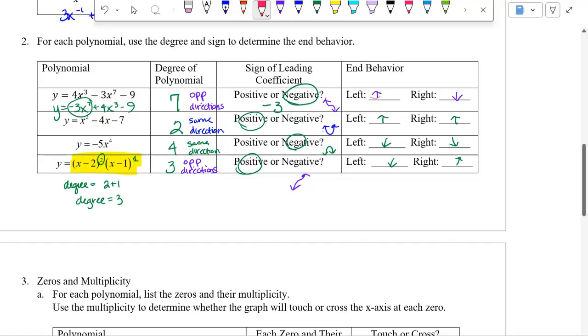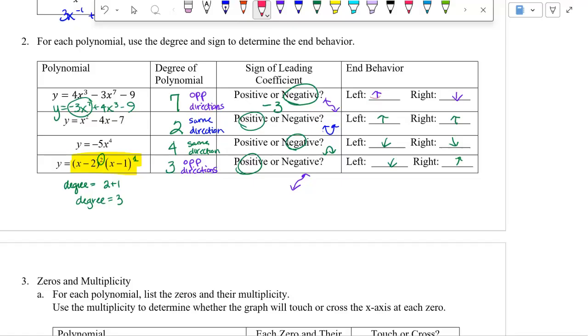So here we didn't have everything multiplied out in standard form. We were given the polynomial in factored form. And so when we do that, we actually have to look at our exponents. You don't have to multiply everything out. We can just take our exponents and add them together to figure out what the overall degree is.